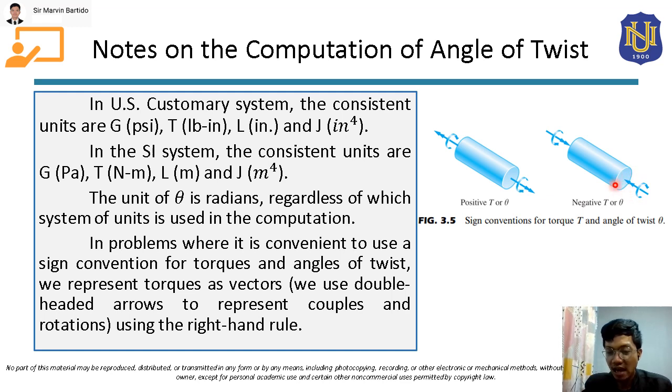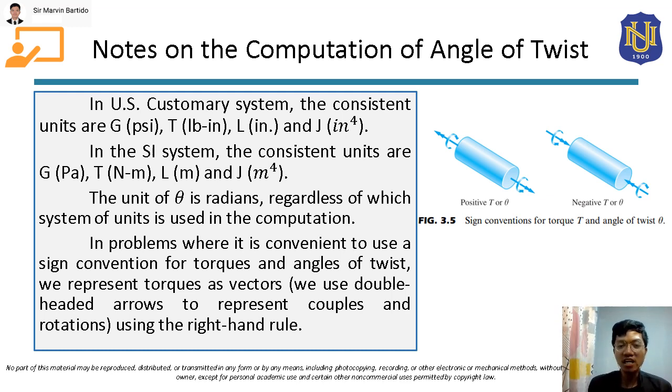Same here, class. At this cross-section, the torque is clockwise. This is the cross-section, this is our right hand, and the rotation is clockwise. The thumb will be the double-headed arrow, and as you can see, this is pointing towards the cross-section. Same here: this is the cross-section, and the rotation here is counterclockwise. Using our right hand, the rotation will be like this, and our thumb will be pointing towards the cross-section. So that's how we represent torques as double-headed arrows.